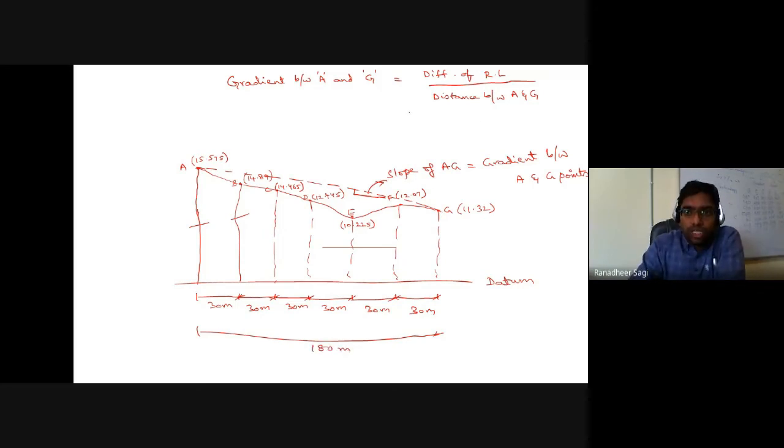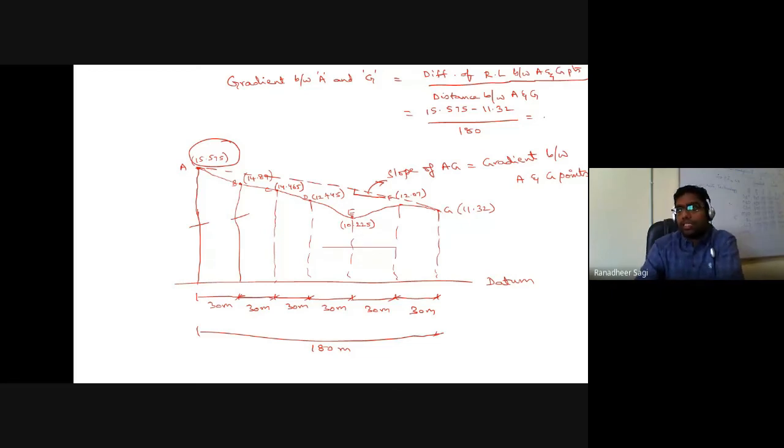Now, what is the difference of RL values between point A and G? Point A has got the RL value of 15.575. So I'll write the difference of RL between A and G points: 15.575 minus 11.32, divided by the distance between point A to point G, which is 180. That is 0.0236 in terms of the fraction.